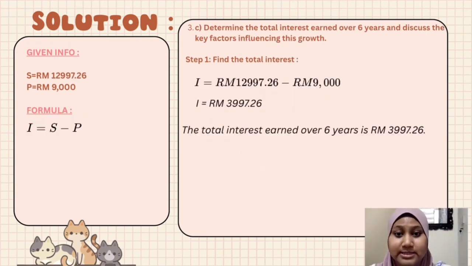Lastly, the solution for 3C: for the first step, we need to find the total interest. The given info is our S, 12,997.26, and our P, the principal, is 9,000. The formula for the total interest is I equals S minus P, where I is interest, S is future value, and P is principal. So just put the given info in the formula. I equals 12,997.26 minus 9,000. So the answer for the interest is 3,997.26. This is the total interest earned over 6 years.